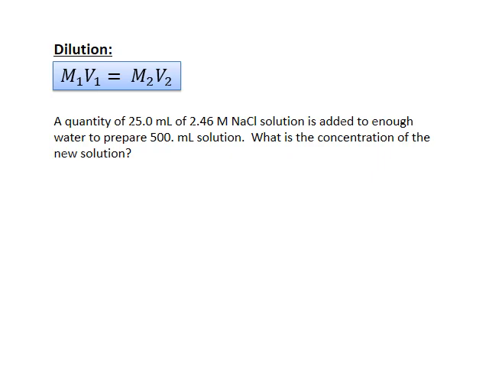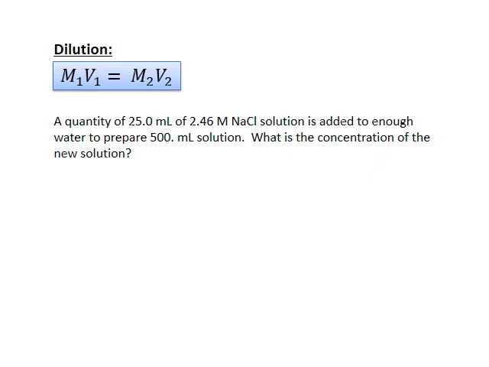Okay, sometimes you have a solution that is more concentrated than what you want to work with, so you have to do a dilution procedure. So I'm going to cut to the chase here and give us the equation M1V1 is equal to M2V2. So one of the first things you want to do is to tabulate your data. So I'm starting out with 25 milliliters of a 2.46 moles per liter solution. So that's my M1 and V1 there.